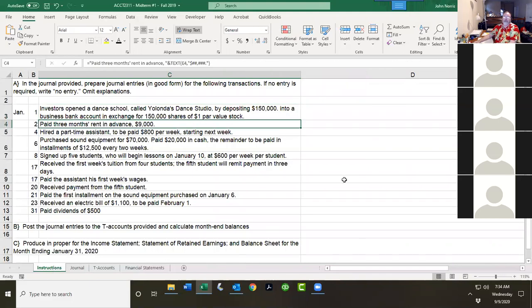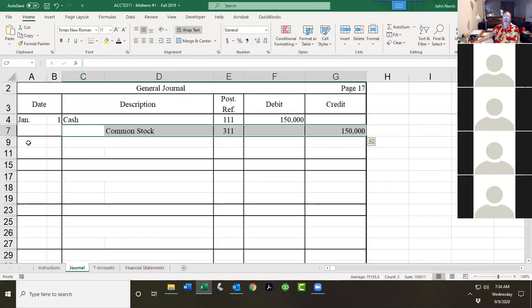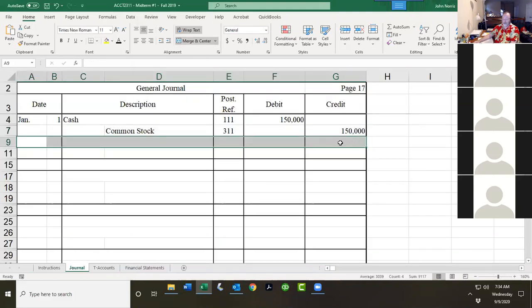Then we paid 3 months rent in advance for $9,000. So that one is going to be prepaid rent and cash.